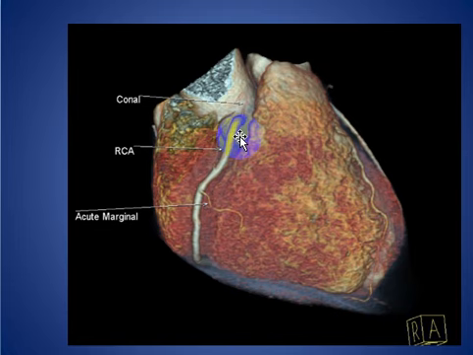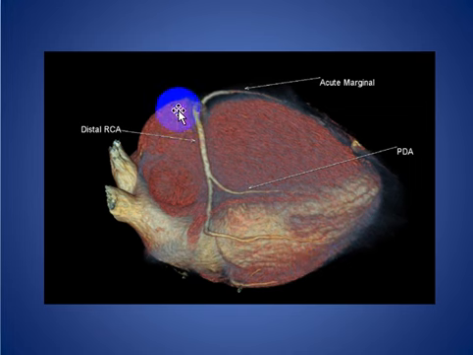Here, this is another 3D volume rendering image. We see the acute marginal branch and the conus branch, as we see. And here we see the distal right coronary artery, and this is the PDA, and it supplies, as we said, the inferior part of the right ventricle, and it is dominant in this case. And this is the anterior margin.